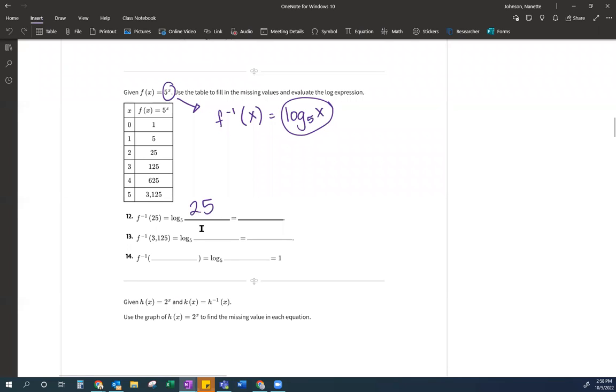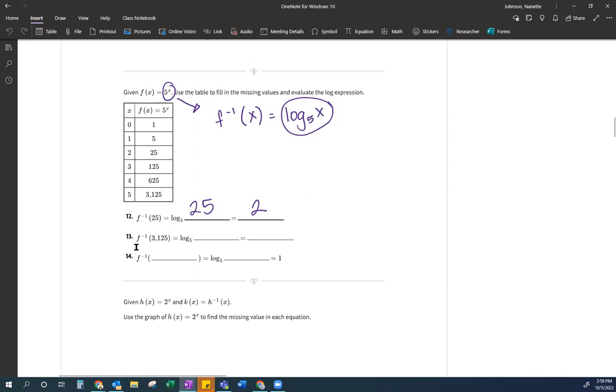So here you can either figure this out: 5 to the what gives me 25? And someone already in the chat wrote 2, exactly. Or the other way to do it is, when I get out 25, what did you put in? 2. So that goes there. Does that make sense?